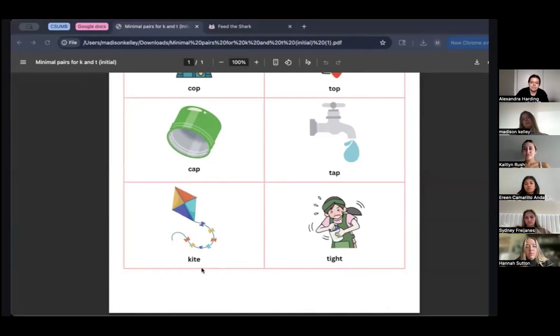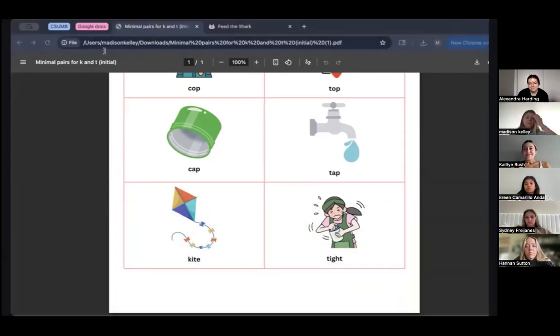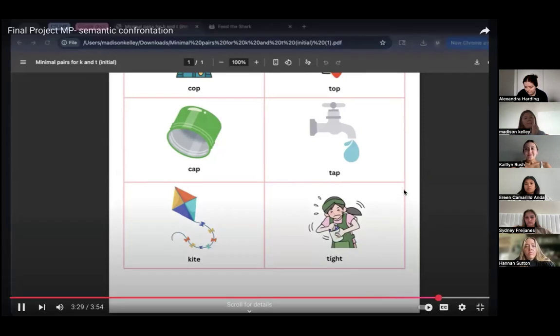Kite. Yes, that is a kite. Now say tight, like when your clothes are too tight or it's hard to put something on. Tight. Good try. All right, that's all we have for today. You did a great job. Let me just get back to my main screen.